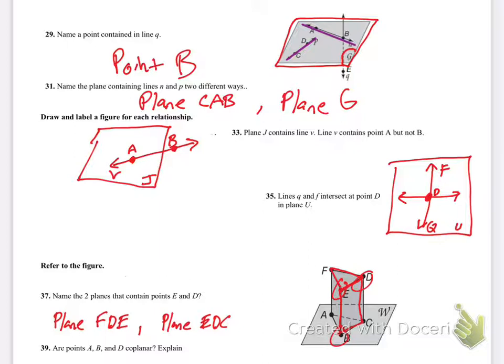39, are points A, B, and D coplanar? So coplanar meaning are they on the same plane? So A, B, and D, is there any flat surface that they're all on the same? I would say no, because they're not all on this W here. And A and B are on this one, as well as this one, while D is on that one by itself or the one in the back. So I would say no.